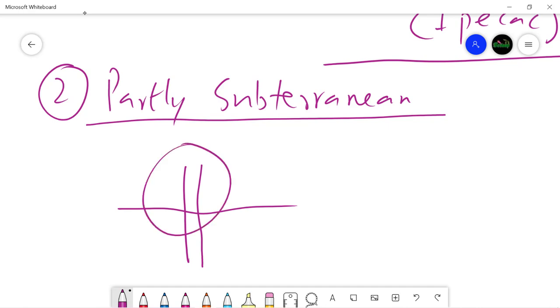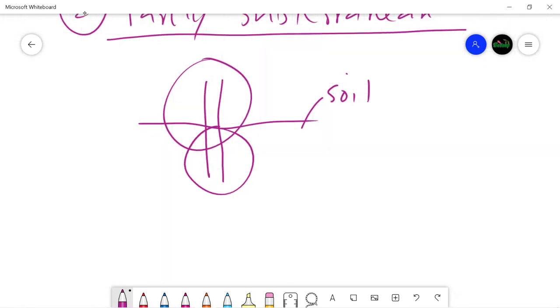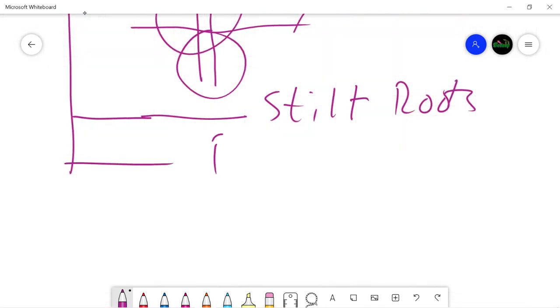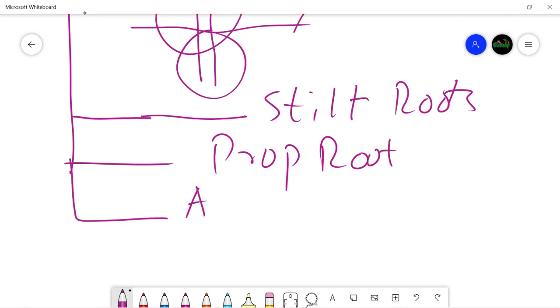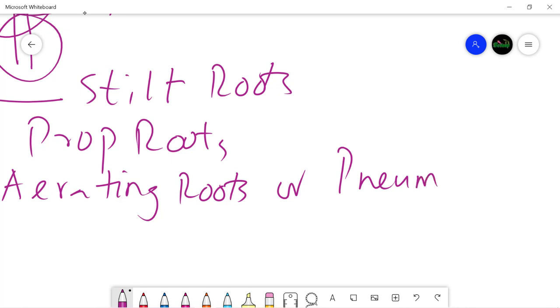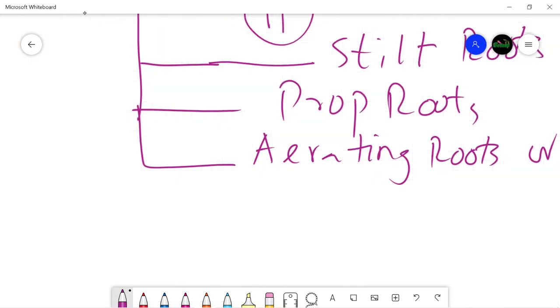So part of them is, for example, this is soil. Part of them is above the soil and the rest is below the surface of the soil. They are usually classified into three basic kinds: stilt roots, prop roots, and aerating roots, or pneumatophores. These are the three basic categories of partly subterranean roots.